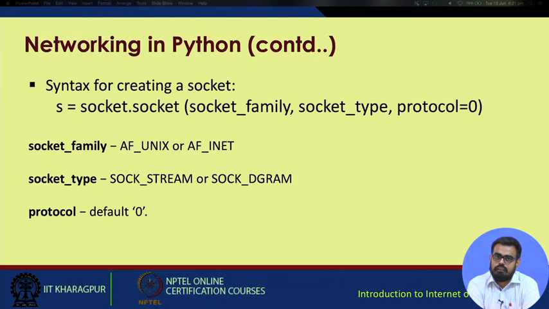The general syntax for creating a socket is a variable equal to socket.socket, then socket family, socket type, and protocol. By default, the protocol is 0. Within socket family, you have AF_UNIX or AF_INET. Generally, the Unix option is only available for Unix-based systems, whereas INET stands for all internet protocols. Socket type is SOCK_STREAM or SOCK_DGRAM, and protocol by default is 0.